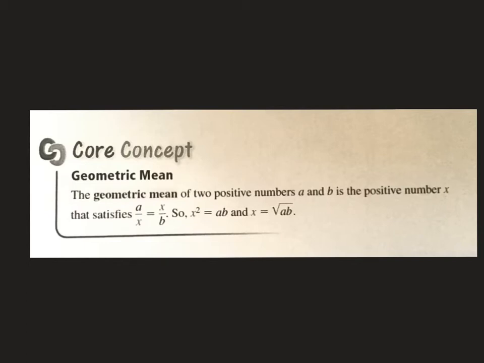So let's just say we had two numbers, 4 and 9, that we needed to find the geometric mean for. We would just say 4 over x, so 4 would be like A, 9 would be like B. So we're plugging in for A and B. So 4 over x is going to equal x over 9. We're going to cross multiply, which gives me x squared equals 36. And then to get x by itself, we're just going to take the square root of 36, which leaves us with 6. So the geometric mean for 4 and 9 is just 6.